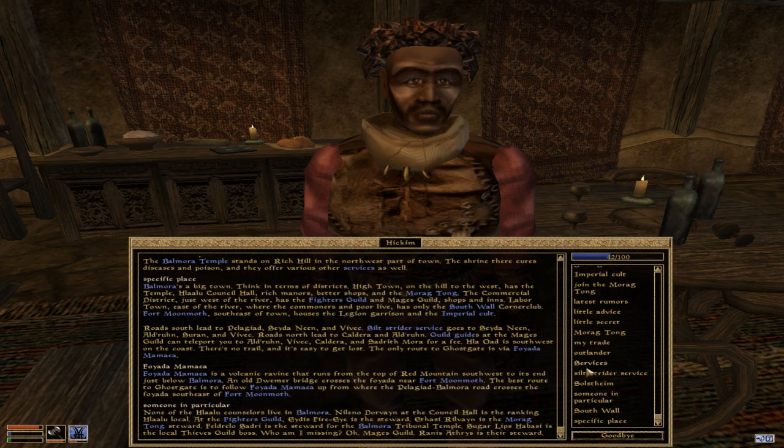None of the Hlaalu councillors live in Balmora. Nileno Dorvayn at the council hall is the ranking Hlaalu local.